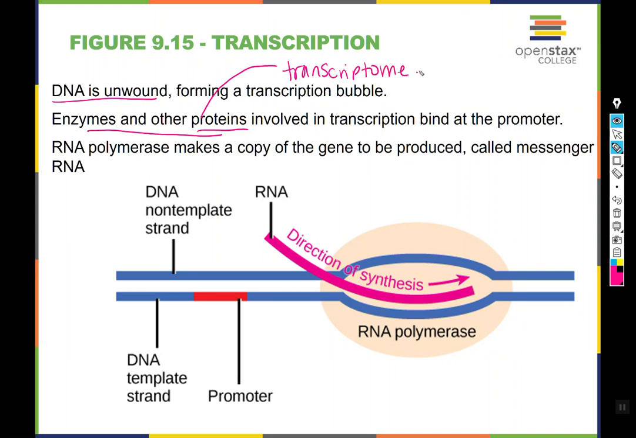Which is the name for the sum total of all of the enzymes and other proteins that are involved in transcription. And they bind at a region called the promoter, which is not going to be part of the RNA transcript, but rather the place on the DNA where everything from the transcriptome touches down. And it's the sequence that says, start here. So RNA polymerase makes a copy of the gene to be produced, and this is called the messenger RNA, or mRNA. So mRNA is the one that is going to be translated into a protein.